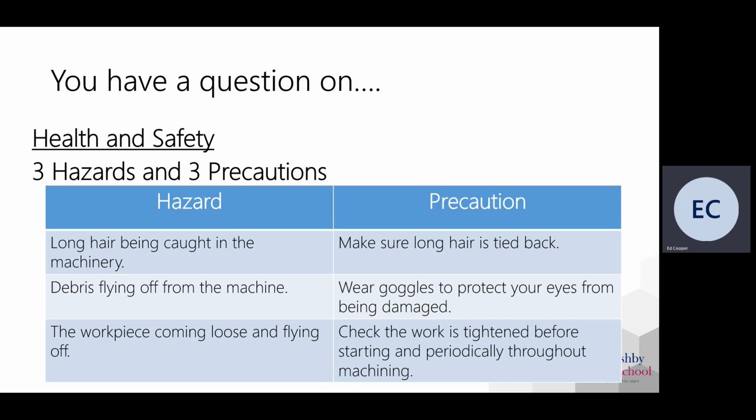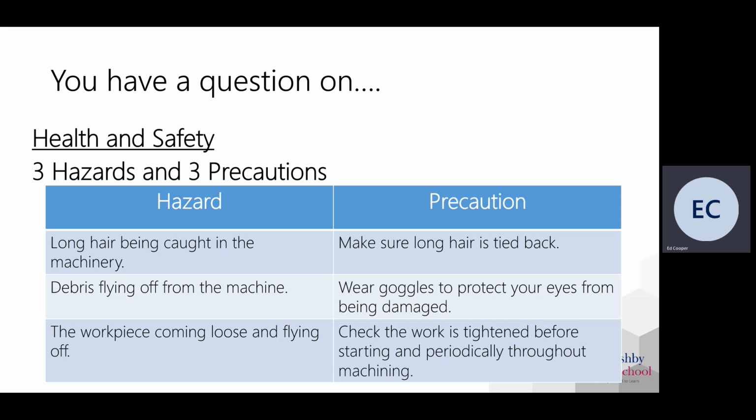The workpiece could be loose and flying off. So if you're on the lathe and you're not tightening it up fully, it could come loose. It could fly out of the work. On the drill, you've not clamped it down in the vice, for example. So you've got to check that the work is tightened before starting, and periodically throughout the machining. Obviously, once it's switched off, you check that for security and safety. So things like that.